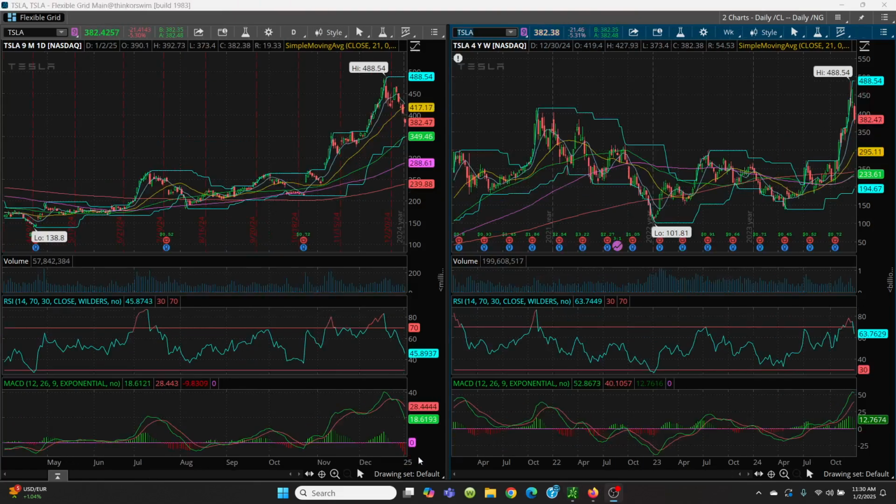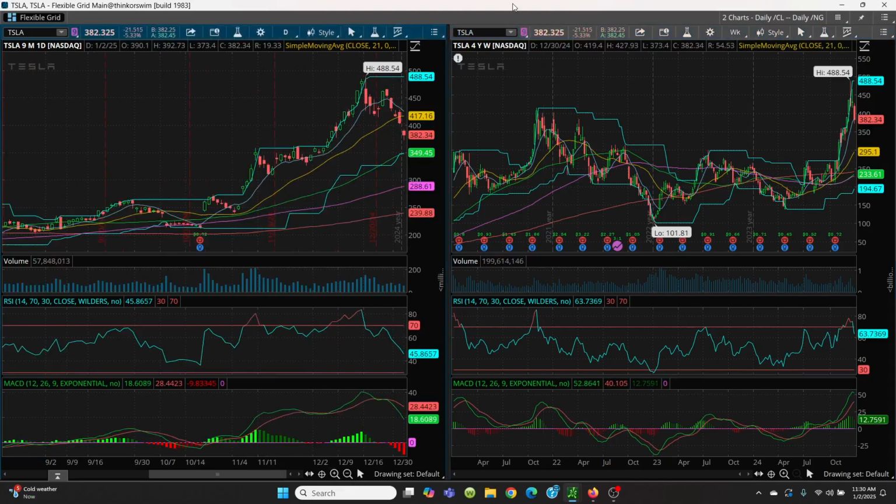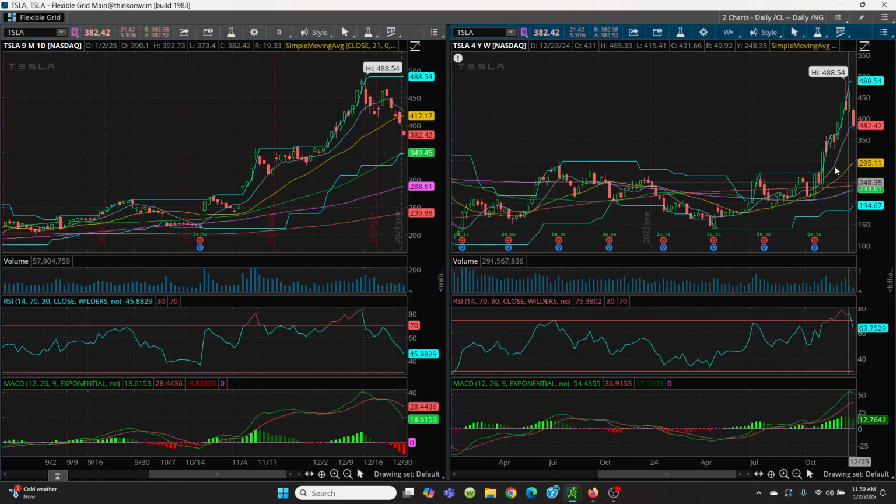Okay, here we have Tesla. Now, for the first time ever, they had a miss on their deliveries. It was supposed to be 505,000. They came in at 494,000 or something on that order. So it's just not boding well here for the old Tesla. Now, here's the key on Tesla, let me big it up a little bit for you: it's going to be this 8 simple moving average.